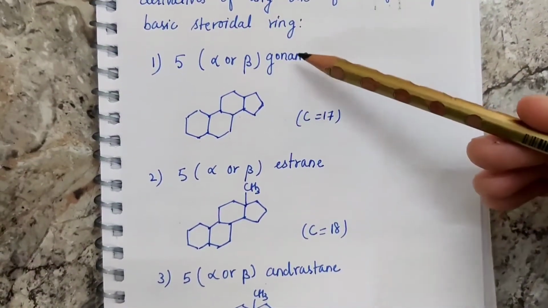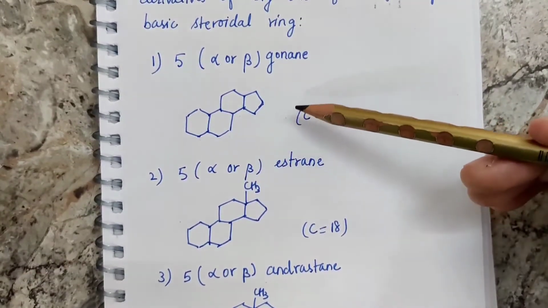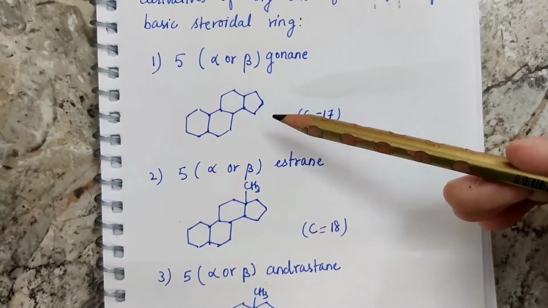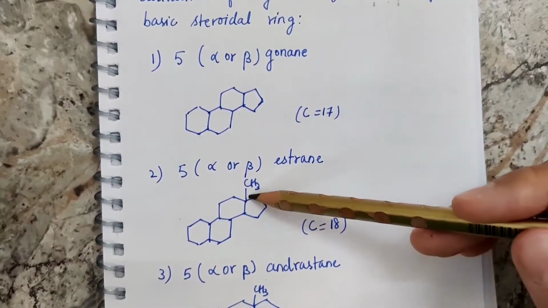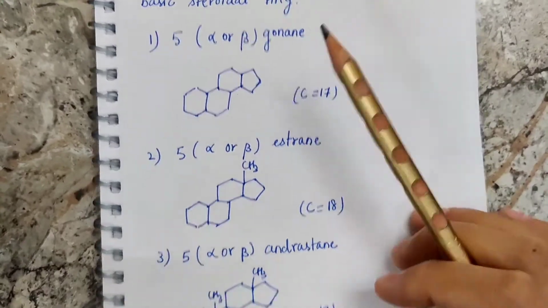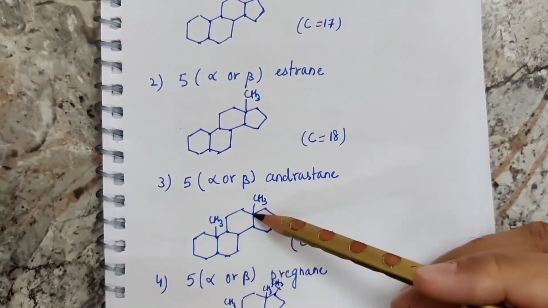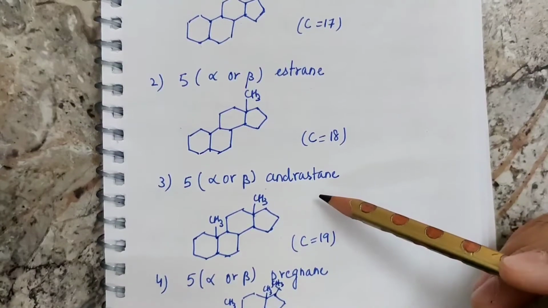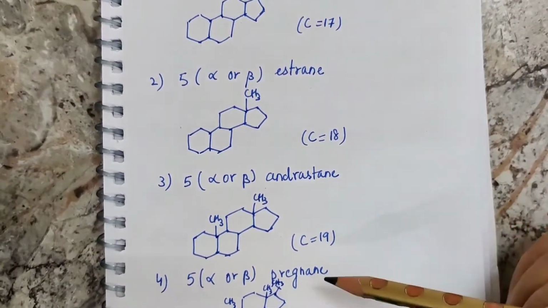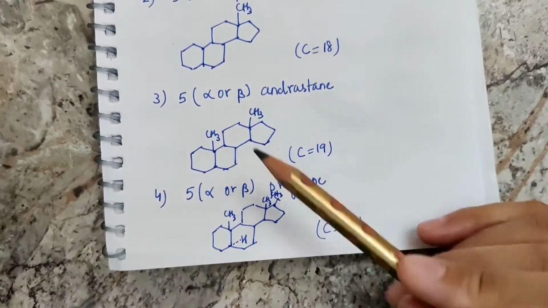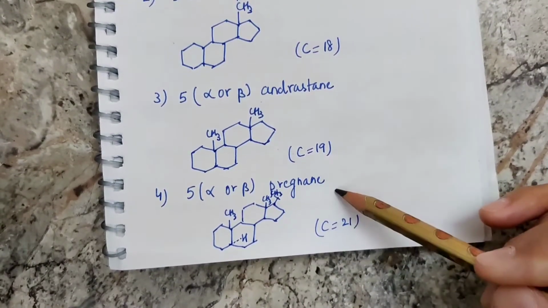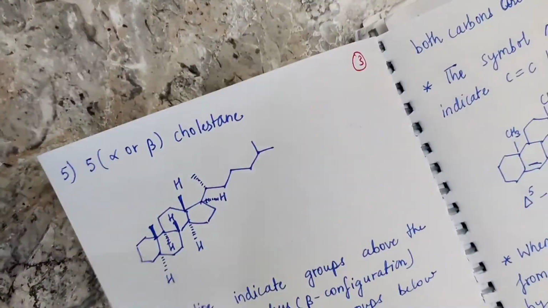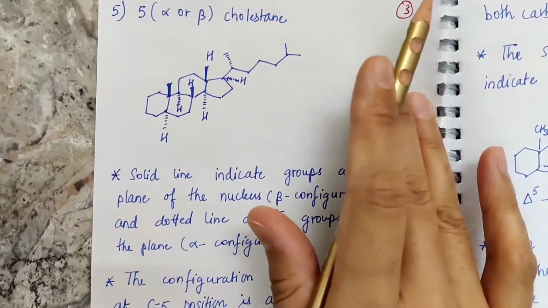So these were the structures. If you have 4 rings fused together and no substituents, it is gonane. If it has a substituent here, it is estrane. If it has 2 methyl groups as substituents here and here, then androstane. If one ethyl group is also attached on the 5-membered ring, it becomes pregnane. And lastly, our cholesterol. This is cholesterol.